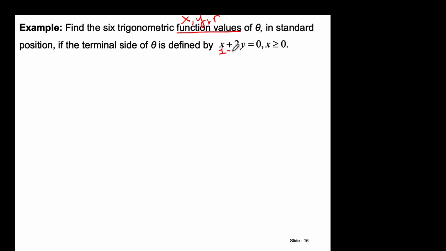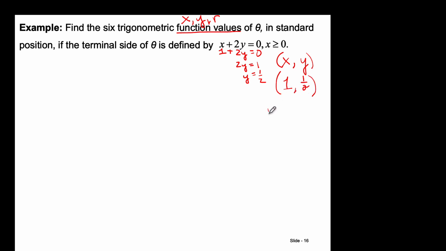So let me write the whole thing equals 0, and let me solve for y. I'll subtract 1 from both sides, and then I'll divide both sides by 2. So y would equal 1/2. So you could go with that if you want. x is equal to 1, y is equal to 1/2. So our point would be (1, 1/2) on the terminal side.